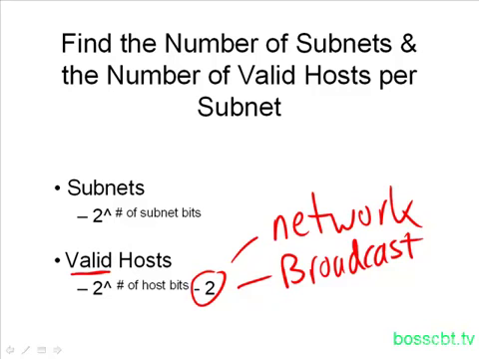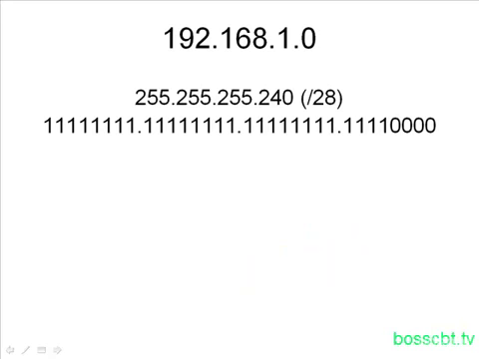Alright, so let's run through a few examples. Okay, we're going to look at this network number, 192.168.1.0. And we're going to subnet it by applying the subnet mask 255.255.255.240. Now that's a /28 in prefix notation, and we know that because if we look at this subnet mask in binary, we can see there are 28 1 bits.